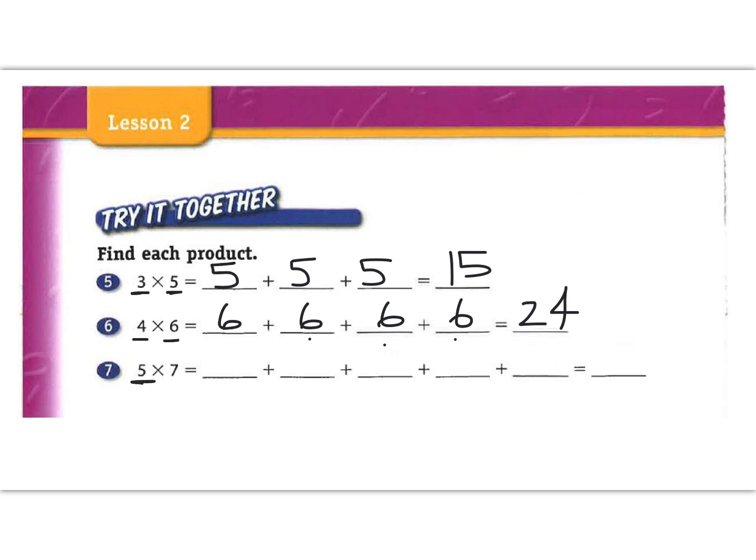And then here we have 5 groups of 7. So 7 plus 7 plus 7 plus 7 plus 7. And then if we skip count those, we have 7, 14, 21, 28, 35. So 5 times 7 is 35. So when you're starting out with multiplication, you're going to have to do a lot of counting and drawing pictures and adding to help find the product.